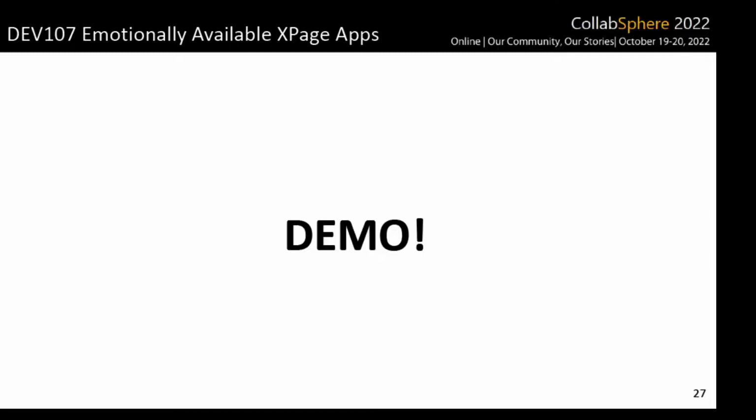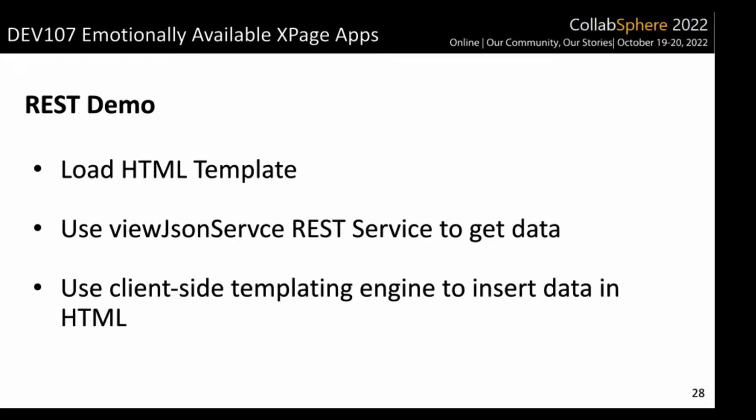Let's take a look at a demo now that uses some of these REST components. And this demo is going to be a little bit more complex, and it's going to be combining a couple different types of methods of doing things. So for starters, we're going to load an initial HTML template, and a little bit more on that in a moment as to what that means. Then we're going to get some data from a view, and then we're going to use a client-side framework library to take that data and insert it into the actual HTML of the page.